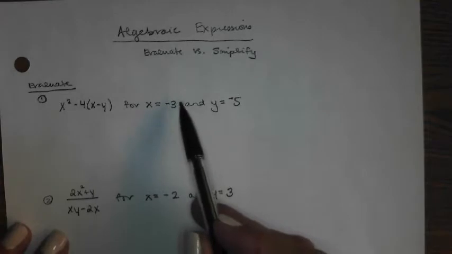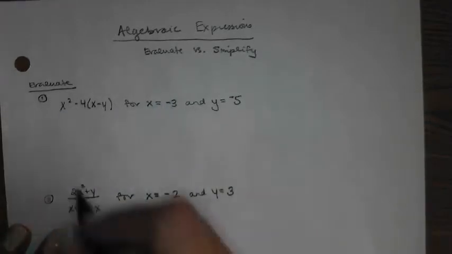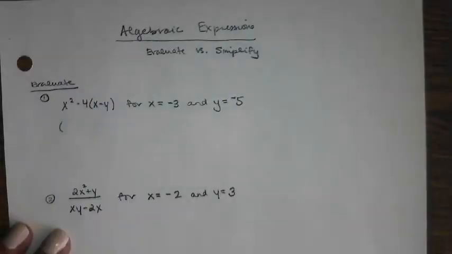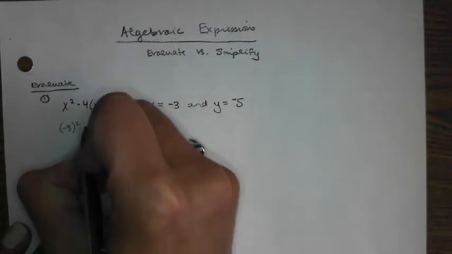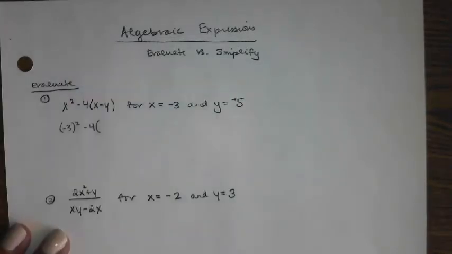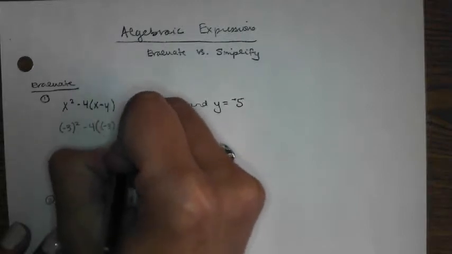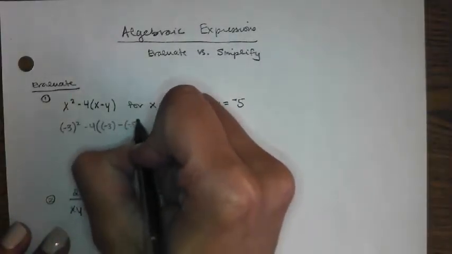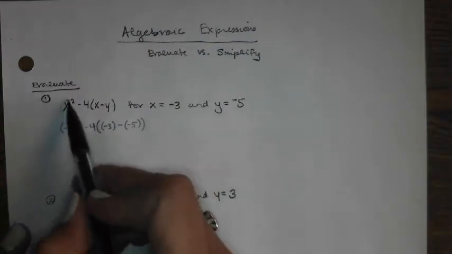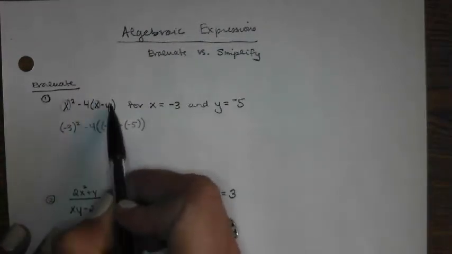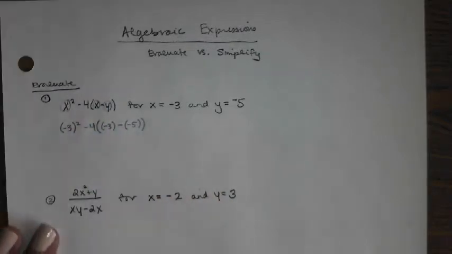So here we're going to plug in -3, and anytime you plug in numbers, sometimes it's more important than others, you plug it in with parentheses around it. So (-3) squared minus 4 times, and then I get a (-3) in there for my x, minus, and a (-5) in there for my y. Notice wherever there was an x or a y has an additional set of parentheses in there.